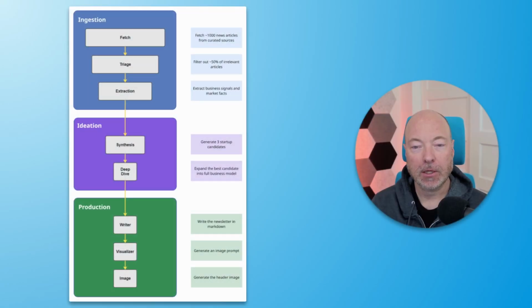All right, so now that we're done with ingestion, we're going to move on to the ideation phase. This consists of two steps, synthesis and deep dive. In the synthesis step, we're going to generate 3 startup candidates, and then we'll pick one of those and develop it into a full business model in the deep dive step.